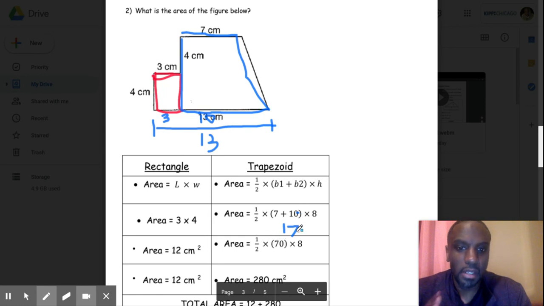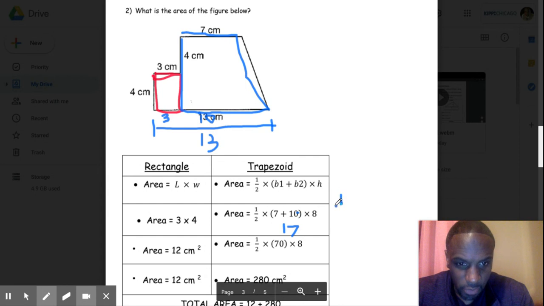So now 17 times 1/2 will give me, what is that? 8 times 2 is 16, so that'd be 16.5. And then it will be 16.5 times 8. So I'm about to give you the area of this right now. This should be 16.5 times 8. 16.5 times 8 gives me 132, okay? Did I do that right? Yeah, let's see. I'm going to write this over here, okay?